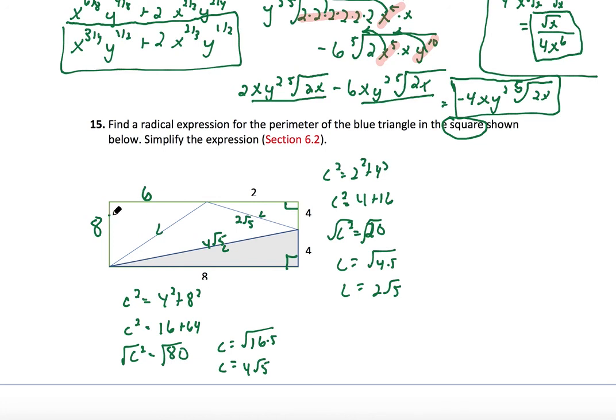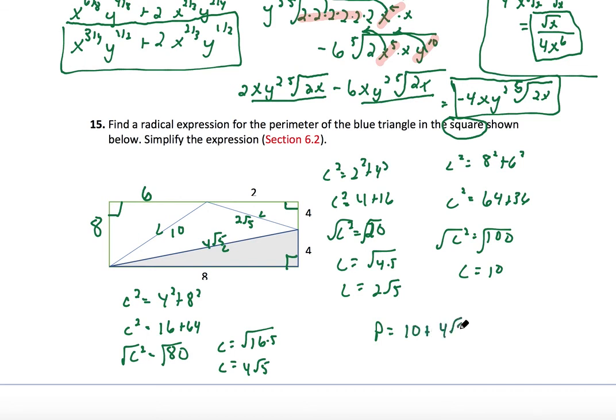And then we can do the same thing here. So we have c squared equals 8 squared plus 6 squared. So c squared equals 64 plus 36. So c squared equals 100. So c equals 10. So then the perimeter is just going to be the sum of all the sides. So I just add those up, 10 plus 4 root 5 plus 2 root 5. So the perimeter is going to be 10 plus 6 square roots of 5. And that is your final answer.